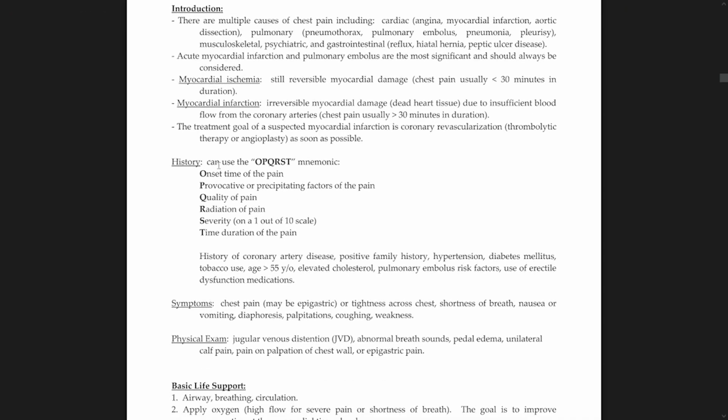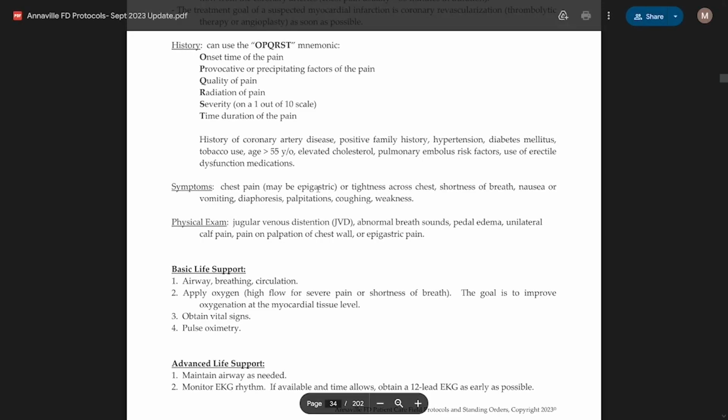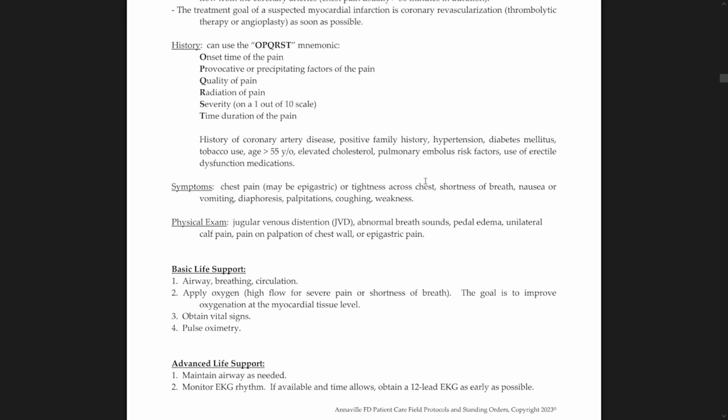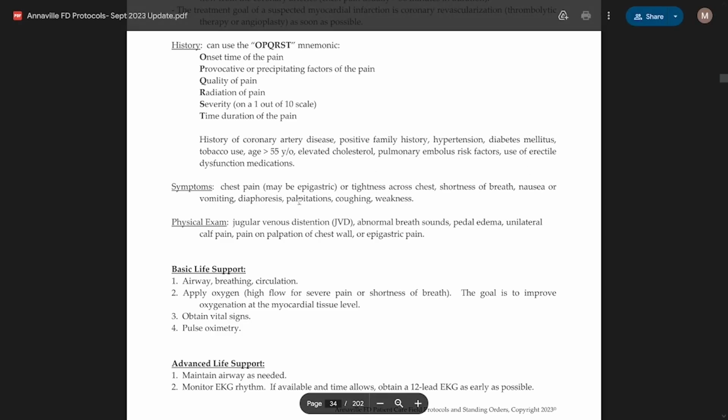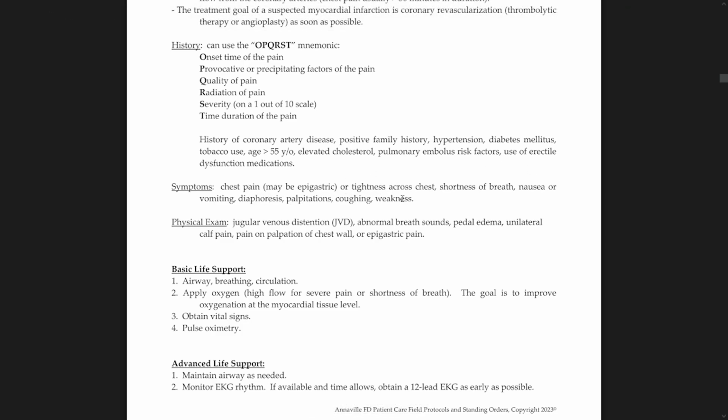For history, we want to gather OPQRST, the history of coronary artery disease, positive family history, hypertension, diabetes mellitus, tobacco use, an age greater than 55 years old, elevated cholesterol, pulmonary embolus risk factors, and use of erectile dysfunction medications. For symptoms, we're looking for chest pain. It may be epigastric, or tightness across the chest, shortness of breath, nausea, vomiting, diaphoresis, palpitations, coughing, and weakness.